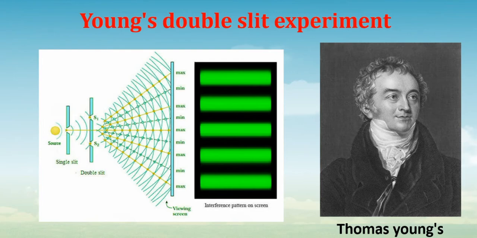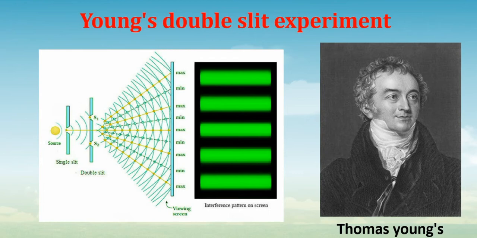From this experiment, it supported Huygens wave theory. It was again a basis for the Huygens wave theory. He explained this interference phenomenon using the wave theory of light. That is why Young's double slit experiment plays a very important role in the discovery of the nature of light. So Thomas Young did a very simple experiment.